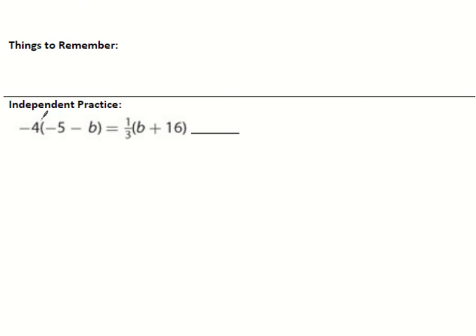Here's your independent practice that I want you to work on. Thanks to remember, parentheses first. Parentheses first, which means distributive property first. So I'll even put distributive property in parentheses. I spelled it wrong. There we go.